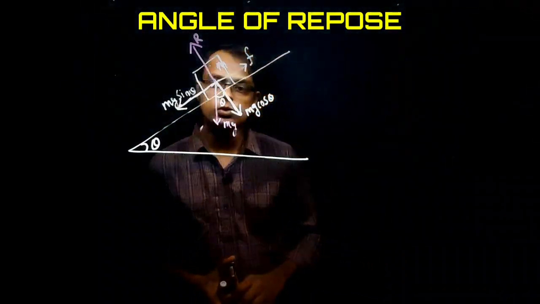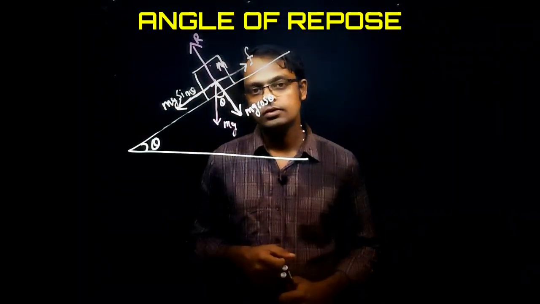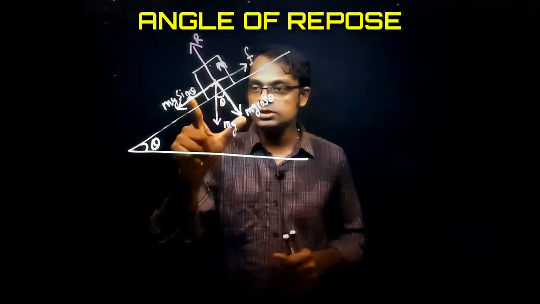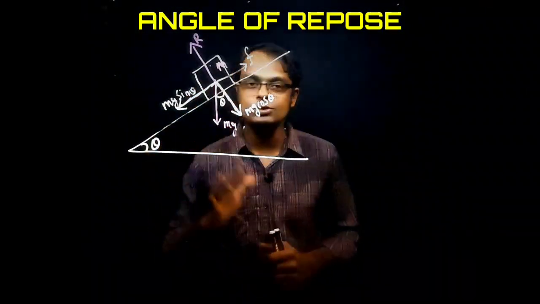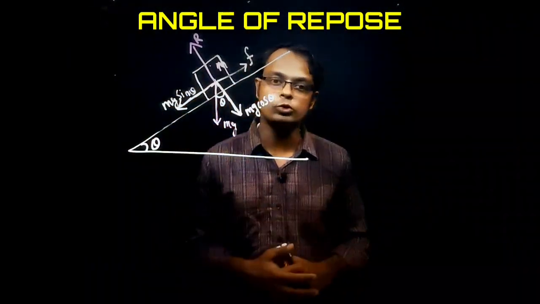So let me ask you one question here. Which force makes this body come down? That is mg sin theta. We are not applying any force here. This mg sin theta makes this body come down, and the friction opposes this direction of motion.